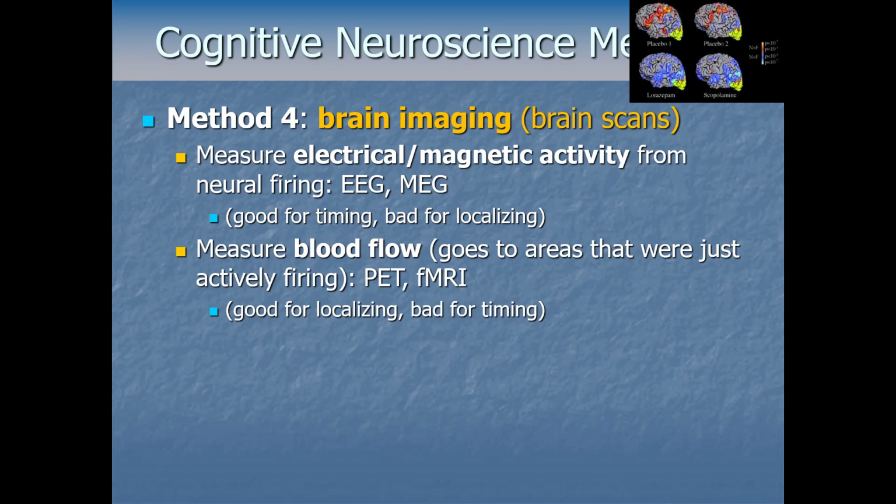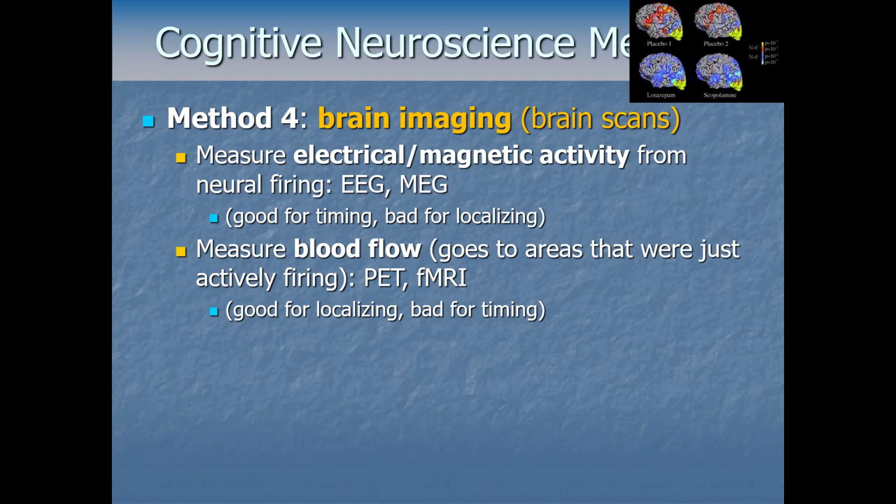So we get extra oxygenated blood going to those areas after a bunch of neurons there fire a lot, and lots of deoxygenated blood then leaving the area. So big brain scanners like PET scans or fMRI scans take advantage of this fact with clever ways of measuring blood flow, which then lets us infer what areas of the brain were just active, just before this.